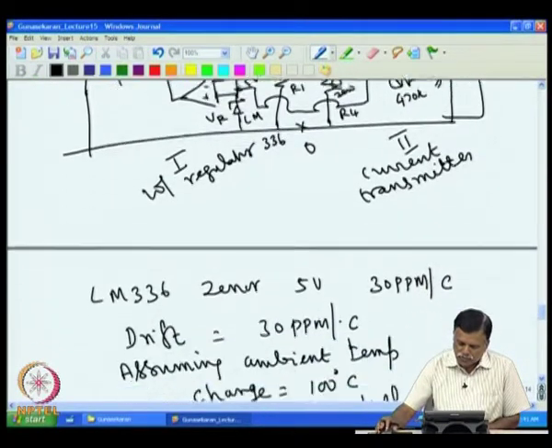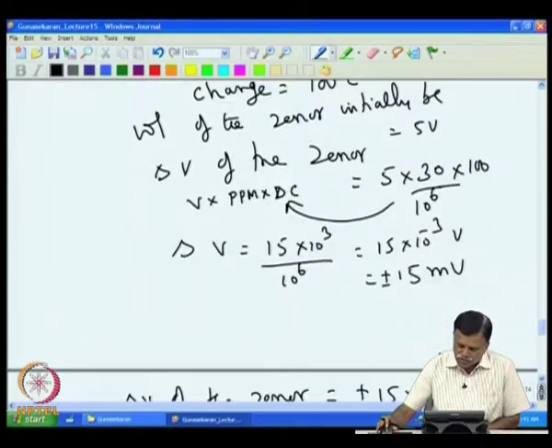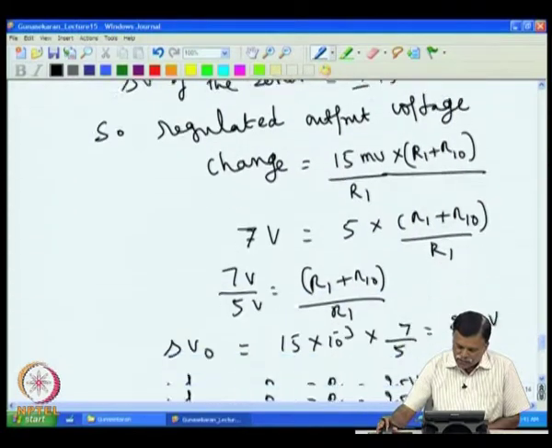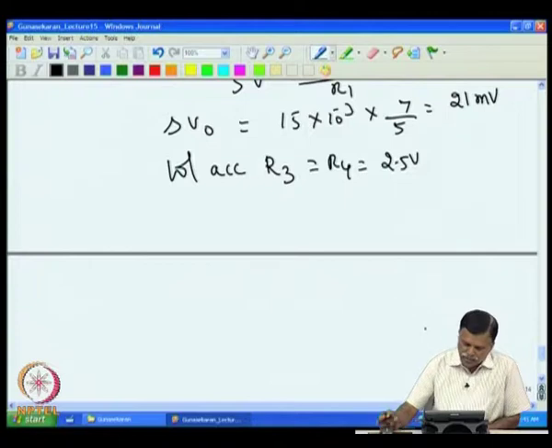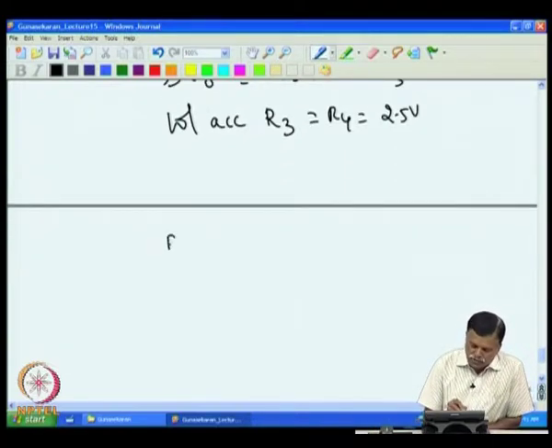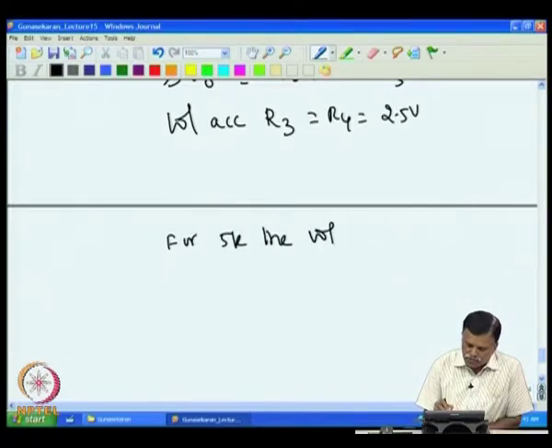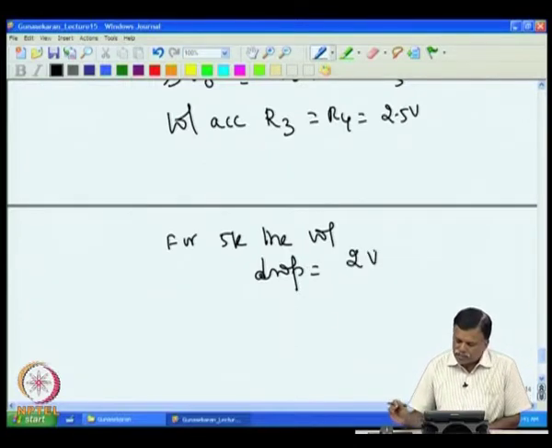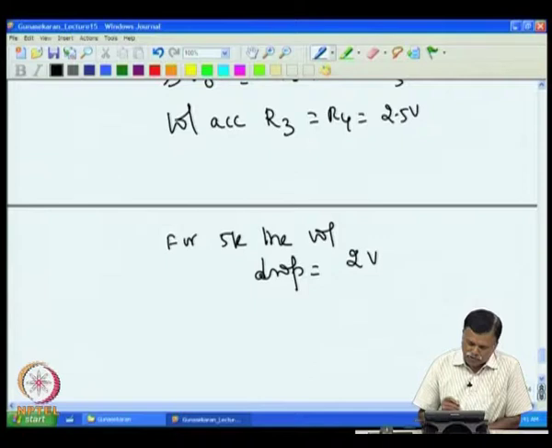R3 R4 is 2.5 volt. So, we had to find R3 and R4 values, because for 2 volt, for 5K, the voltage drop is 2 volt. So, we can compute the required resistance for 2.5 volt.